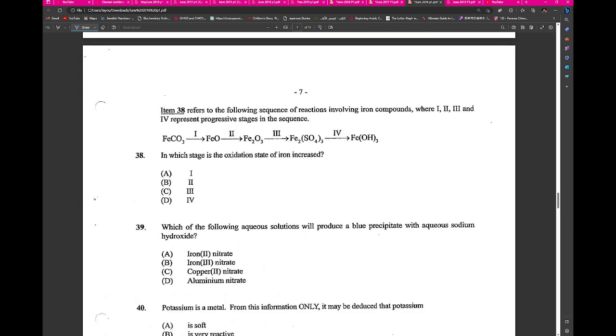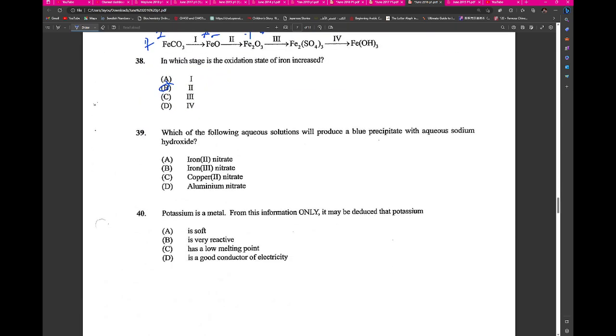Here, in which of the stages is the oxidation state of iron increasing? Close to 2. This would be plus 2. This would be minus 6 plus 3 here. So I think it'd be 2.